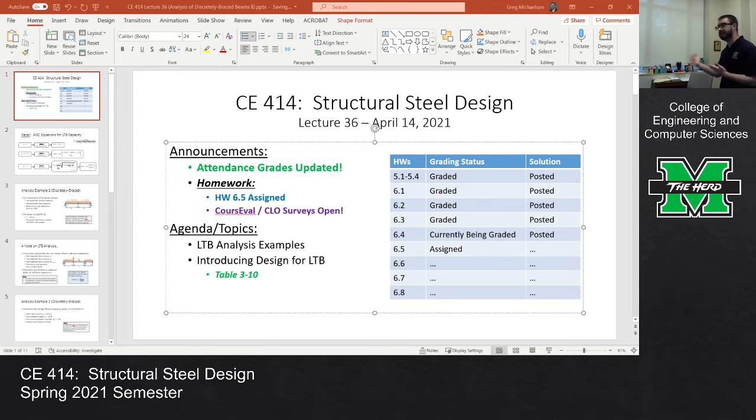We're also going to do a second example on LTB, and then we're going to introduce design. When I say introduce design, I want to show you the design aid and how it works. I will forewarn you that the design aid that we use, Table 3-10, looks like a nightmare. It does. It's not. It's actually pretty easy to use.